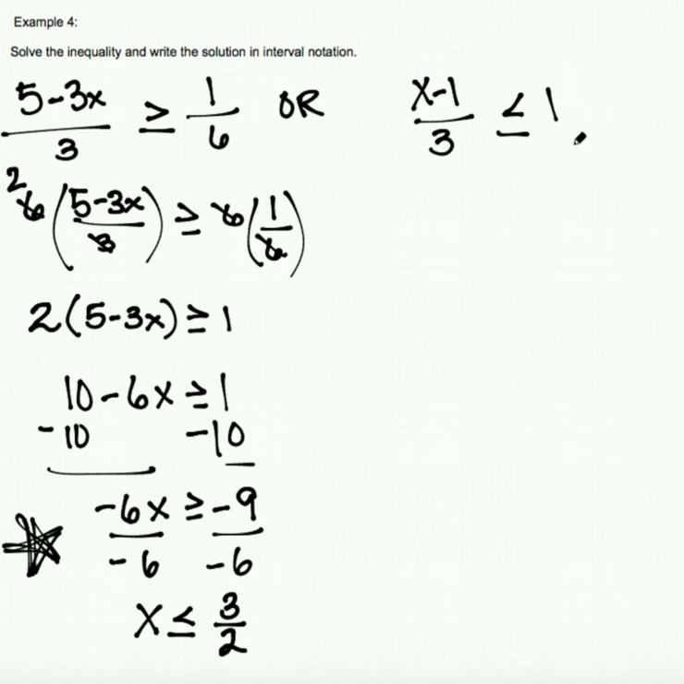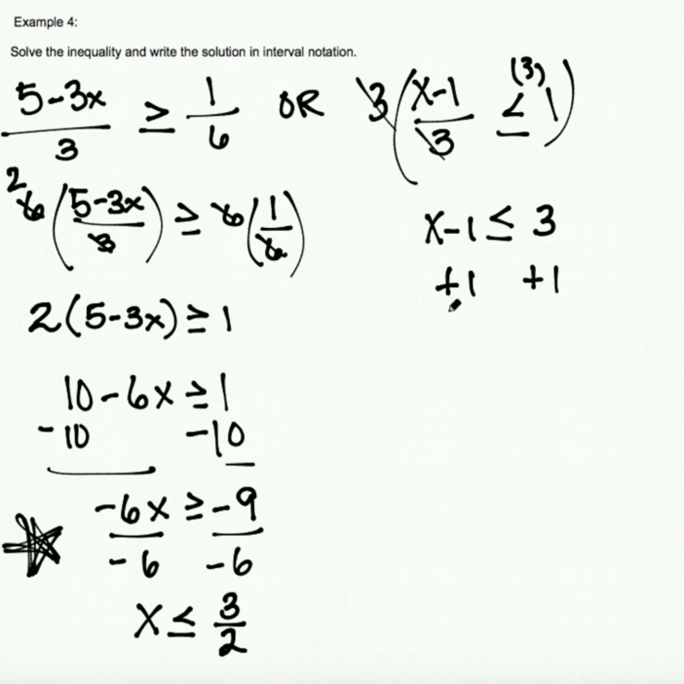Now I'm going to go to my second inequality and solve that. Again, I want to get rid of fractions, so I'm going to multiply this entire thing by 3. I'm going to write a little 3 over here so I don't forget to multiply on the right-hand side. So on the left-hand side, the 3's cancel, and I'm left with x minus 1. And then on the right-hand side, 3 times 1 is 3. I'm going to add 1 to both sides. And that gives me x is less than or equal to 4.